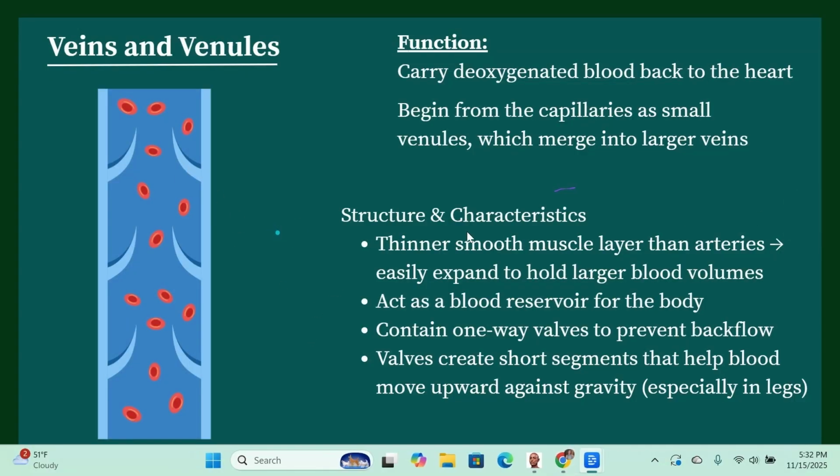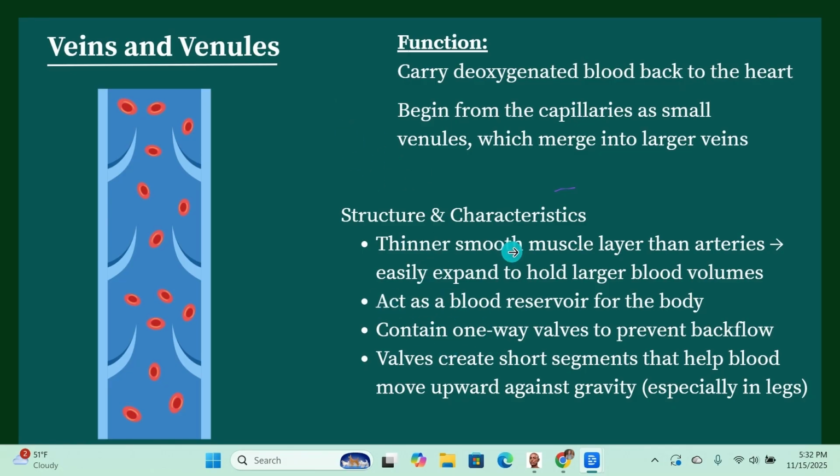And then, let's see, a little bit about veins. Their function is to carry deoxygenated blood back to the heart. And that is it, with the exception of the pulmonary artery, which carries deoxygenated blood. The pulmonary vein carries oxygenated blood from the pulmonary system back to the heart. It's just what's going back to the heart. Remember that. The venules begin from the capillaries and merge into the larger veins, so smaller to bigger, going back to the heart.